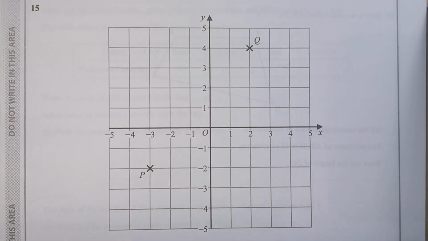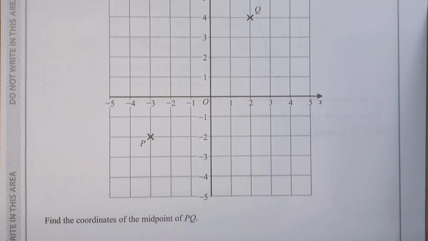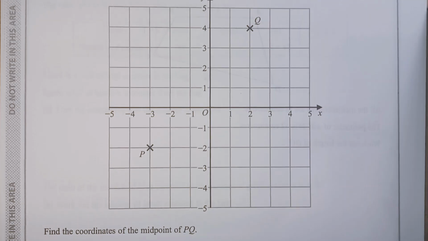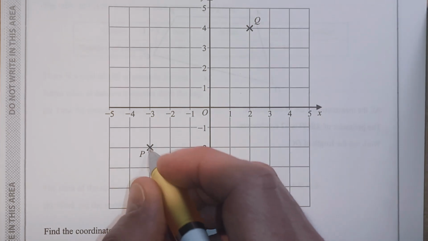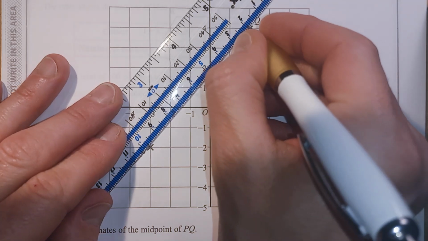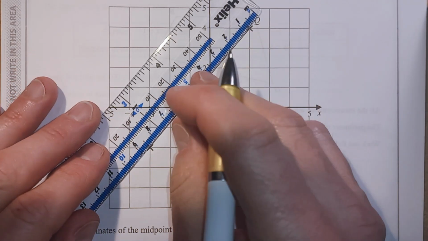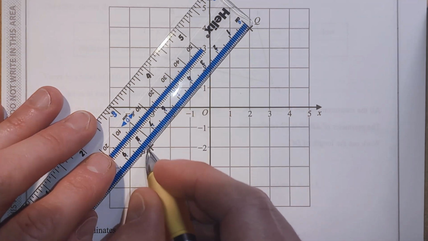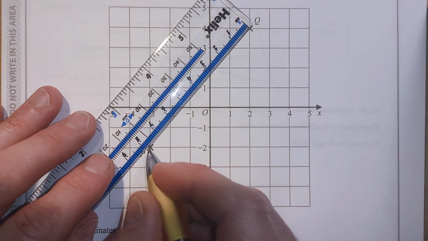Question 15. Okay, so we've got 2 points marked on the coordinates. Find the coordinates of the midpoint of PQ. Right, okay, so the midpoint. So what I'm going to do is draw a line. I'm going to measure it first of all. What's that? It's just under 8 centimetres.